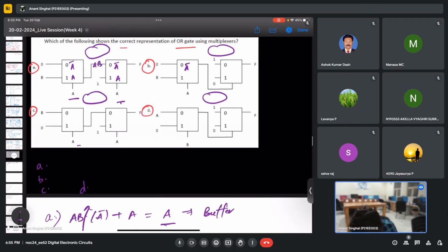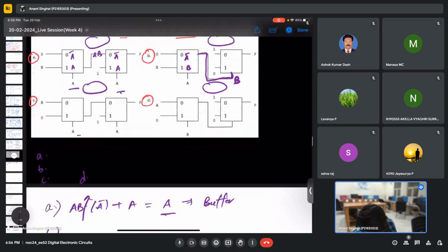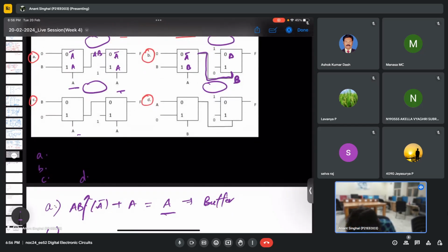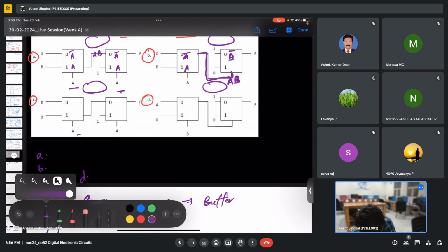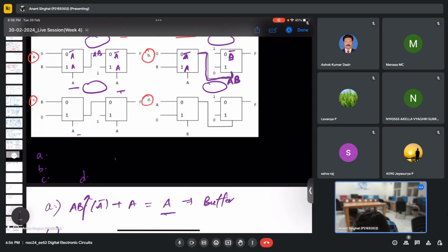So let's try. I'll do it again. So this is A complement. This is B. Whatever I'm getting from here will be the select line for this. So this will be 0 and this will be B. So B will be the select line here. So for the second option, F will be, so this will be B complement, sorry, I have not written it correctly. This is A complement and this is A. So I am getting AB as the select line here.